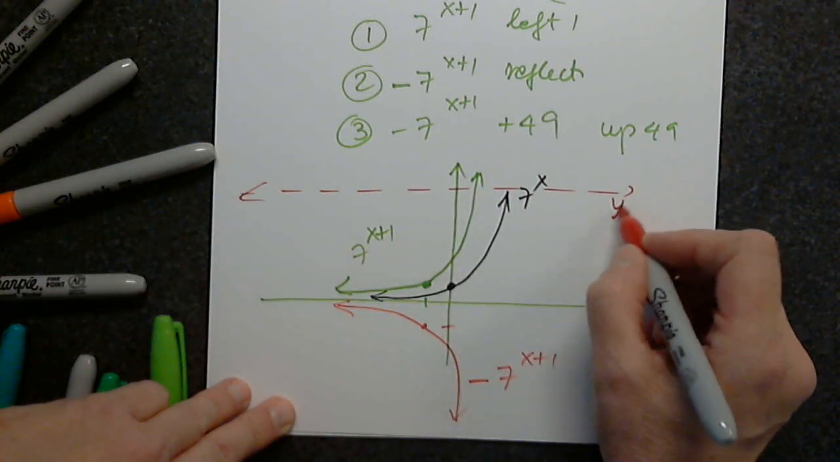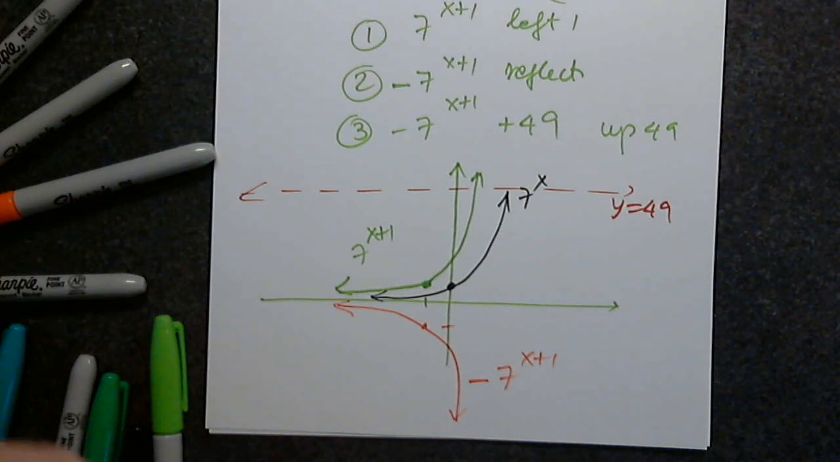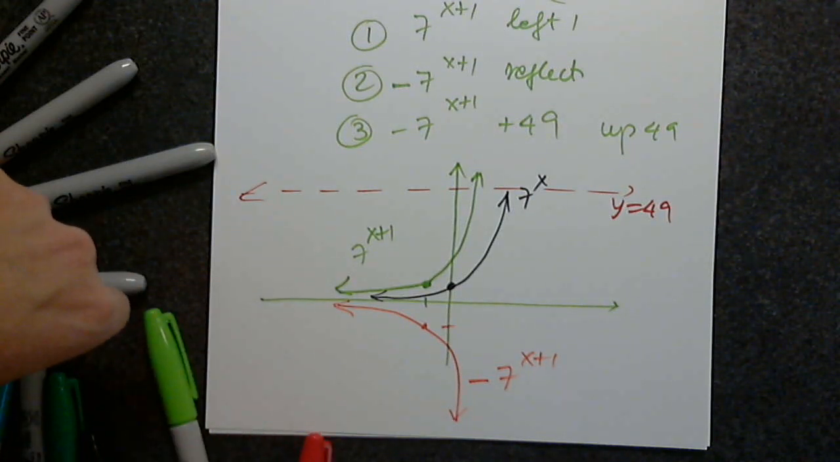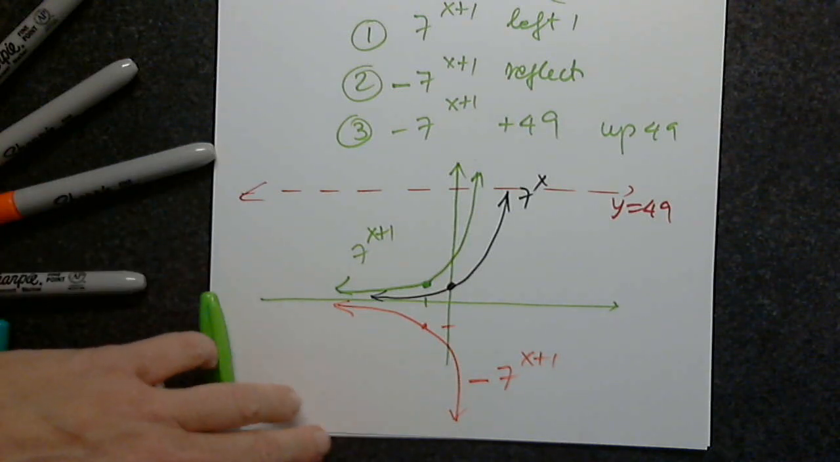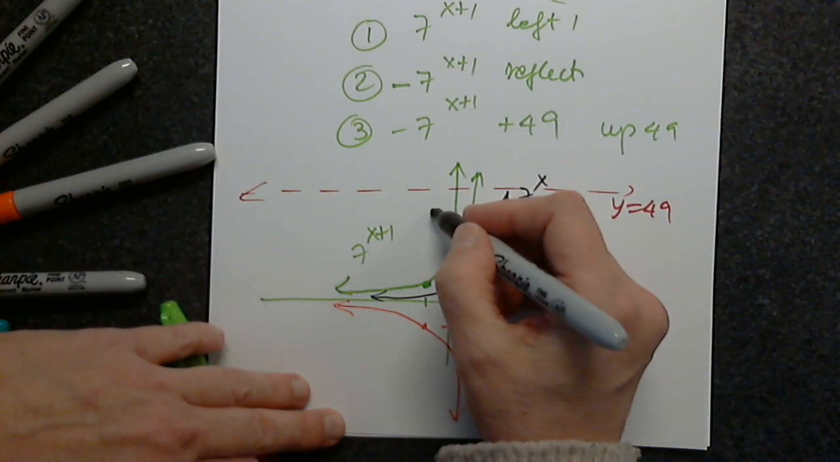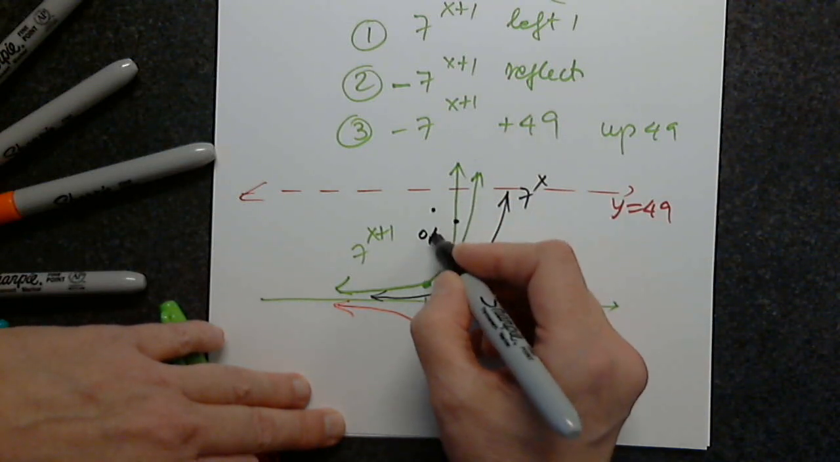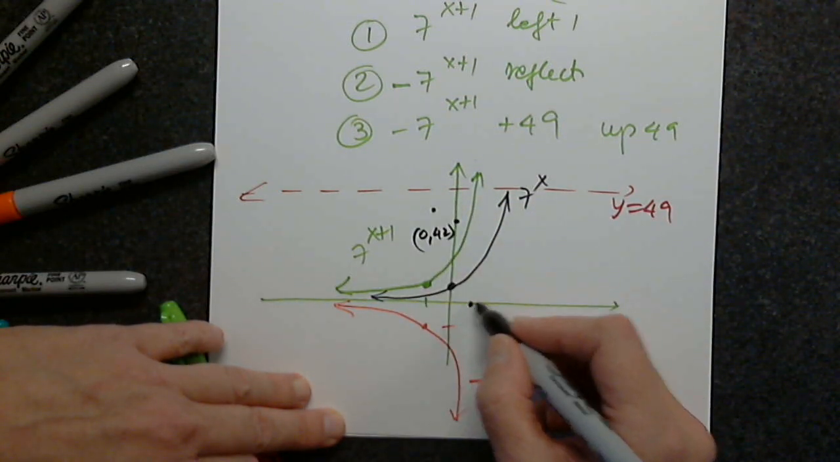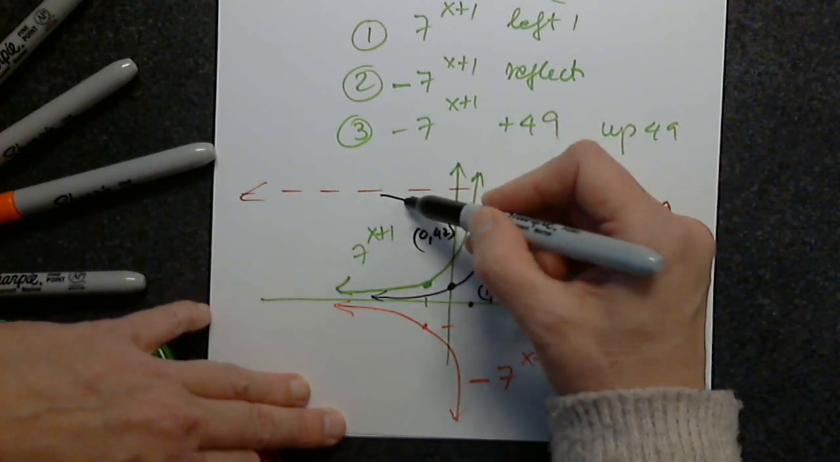You can say no, and then I said I'm sorry. I know it's not 49. And then we move everything up 49. So this point will move to 48. And it will cross here at 0, 42. And it will cross somewhere here at 1, 0. So here's the graph.